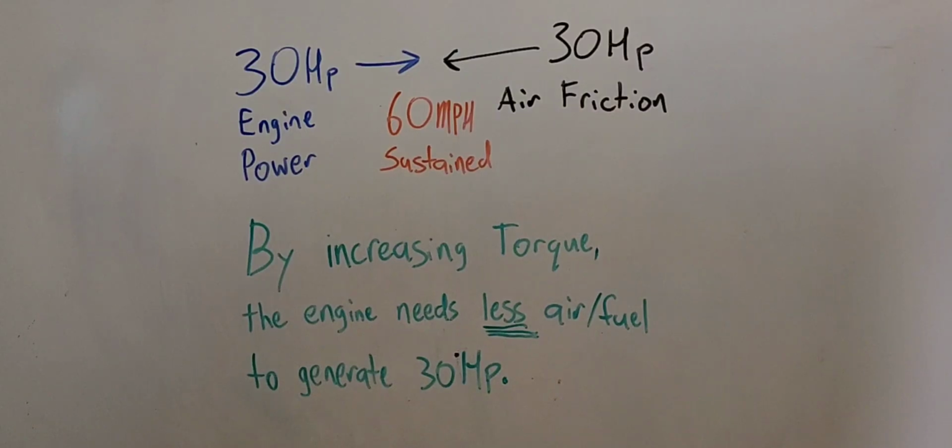So continuing on with our 30 horsepower engine fighting 30 horsepower air friction to maintain 60 miles an hour example. When we're in that situation, our engine speed does not change. So if we then modify a vehicle to increase torque, the application of it increases, so we now have to lean out. We've got to back off the airflow to generate the 30 horsepower.